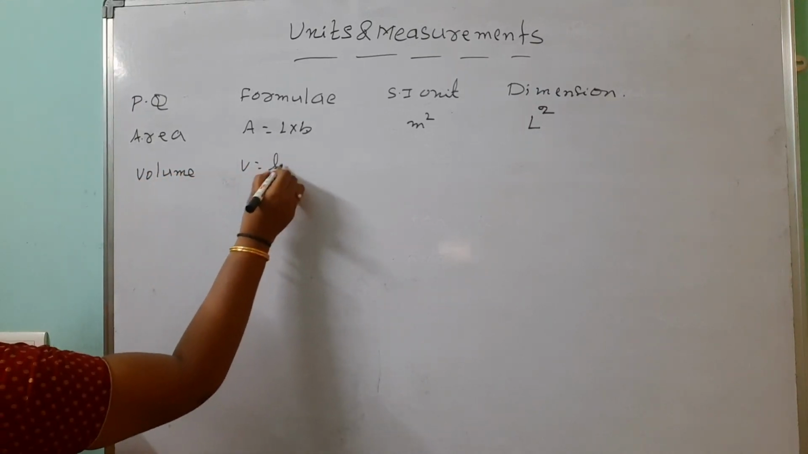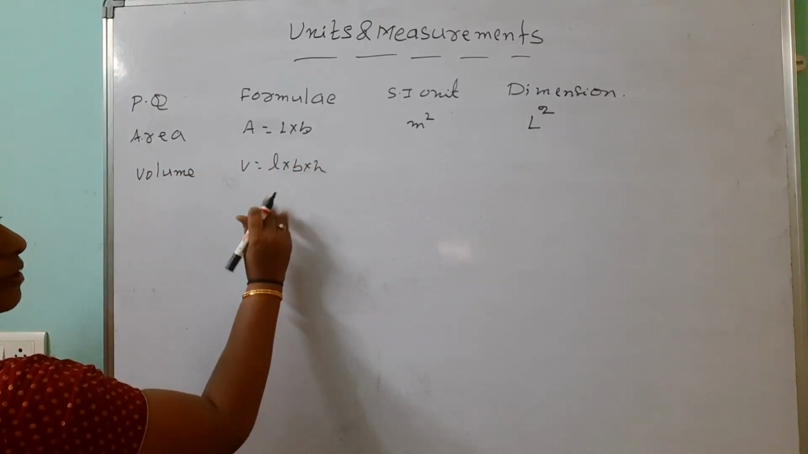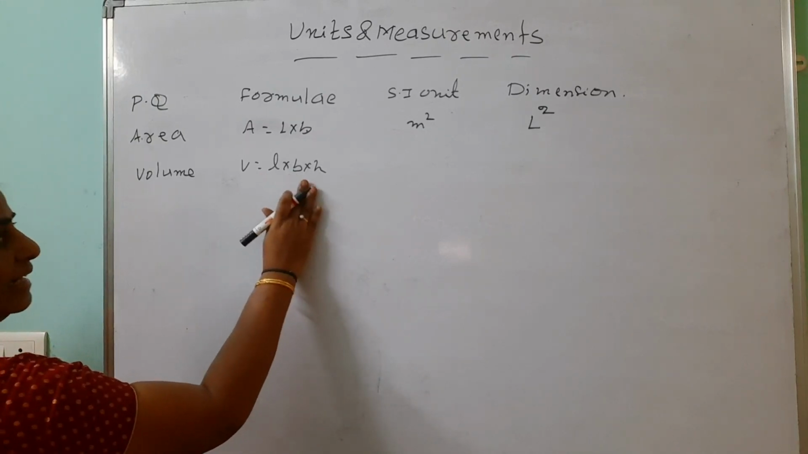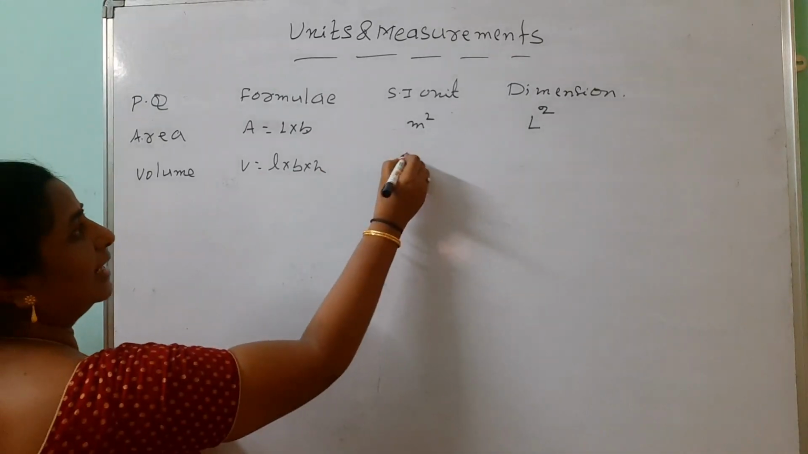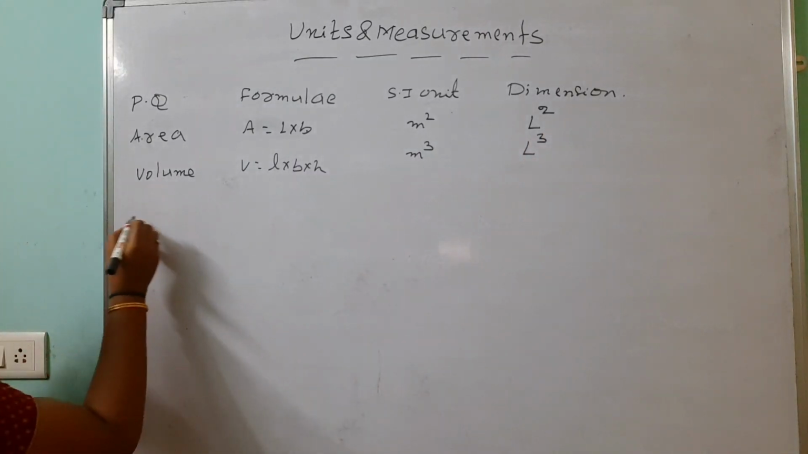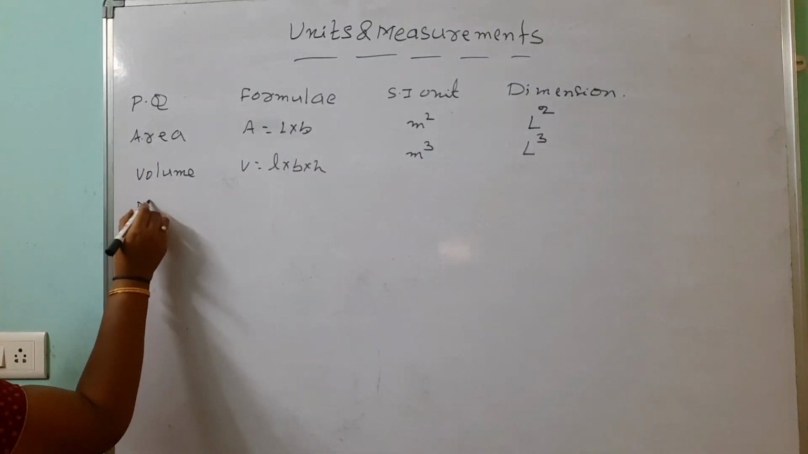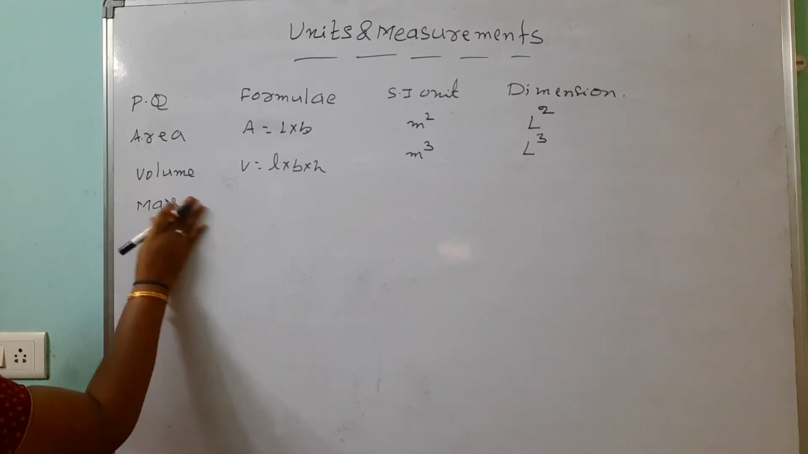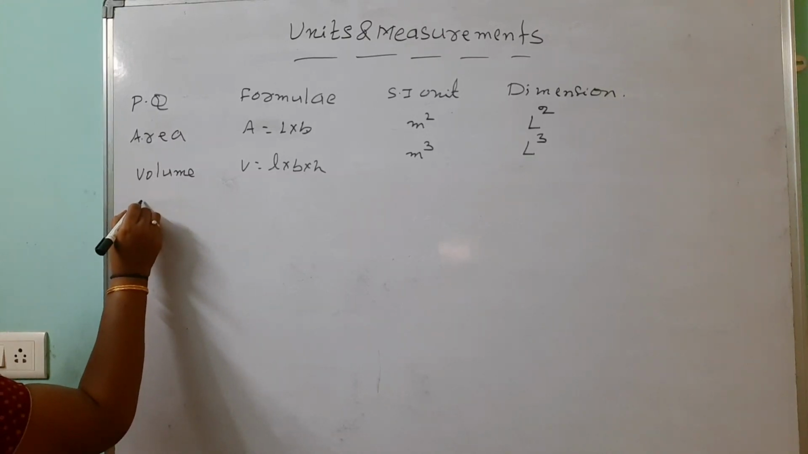Like that volume. Volume is length into breadth into height. This is also expressed in meters into meters into meters. We are getting meter cube. We can say that L cube. Then like that we can say mass, otherwise velocity.